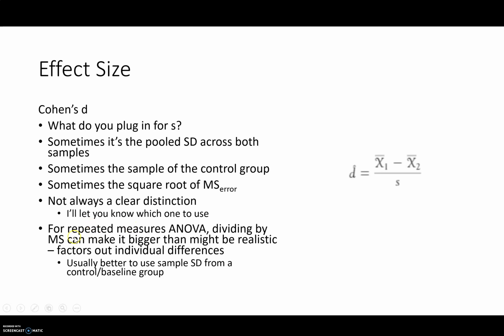For repeated measures ANOVA, you divide by the square root of MS error. It takes out the individual differences, and sometimes that makes an effect size bigger than might actually be realistic, just because individual differences do exist in the real world, and it might not make a whole lot of sense to completely take those away. So at least the recommendation from your textbook, and I'm sure you could find differing recommendations in the literature, is that it's usually better to use the sample standard deviation from a control or baseline group. Okay.